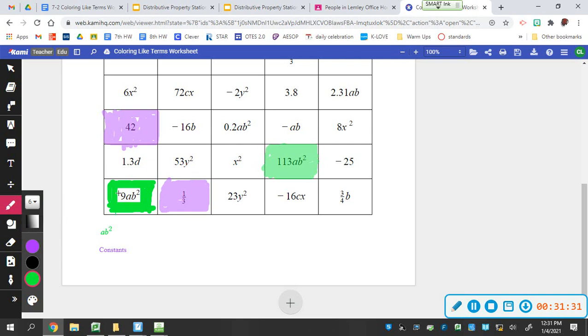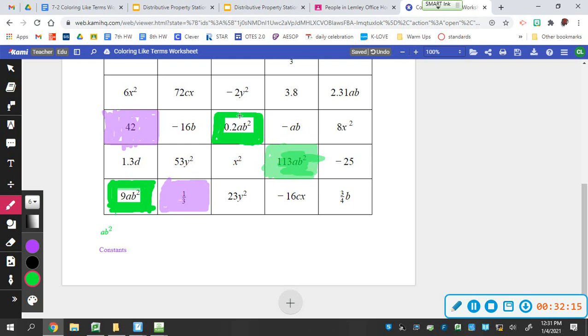I don't care if you just shade around the outside like this, or if you change the transparency so you can shade over top of it and still see it, but please do not have it all the way across and cover it up. We don't want to cover it up and not be able to see it at all. Everything with AB squared is going to be green. Notice this one right here, I can't do that one in green because it doesn't have the squared, but this one could be in green. So I would box that around.